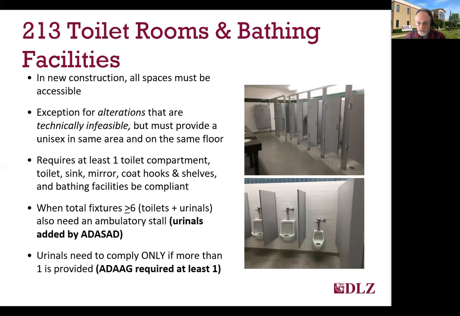If you have urinals, obviously in men's rooms, the addition of urinals to the fixture count is something that's new to the 2010 standards. Section 213.3.3 notes that where there is more than one urinal, at least one must be accessible. So where you only have one, the 2010 standards don't require it to be compliant. The 1991 standards, the ADAAG standards, required a minimum of one regardless of how many you had. And then the ADAAG didn't add urinals to the fixture counts for ambulatory stalls, but the 2010 standards did.